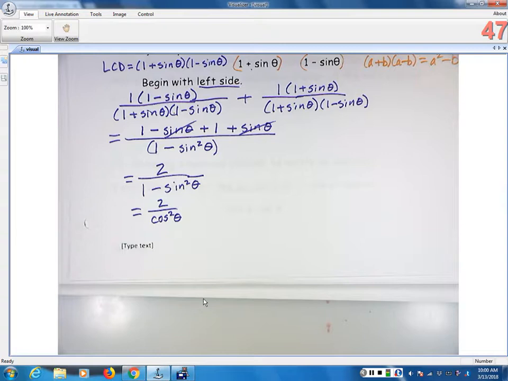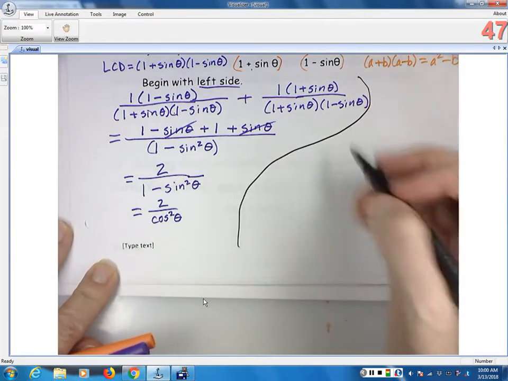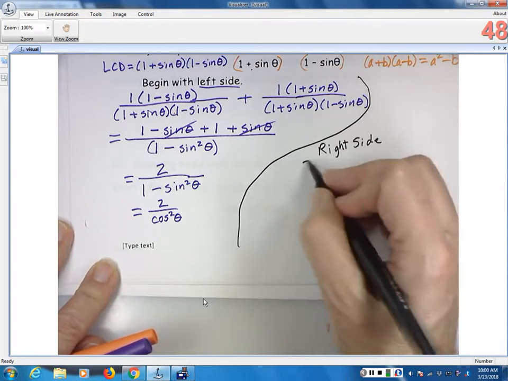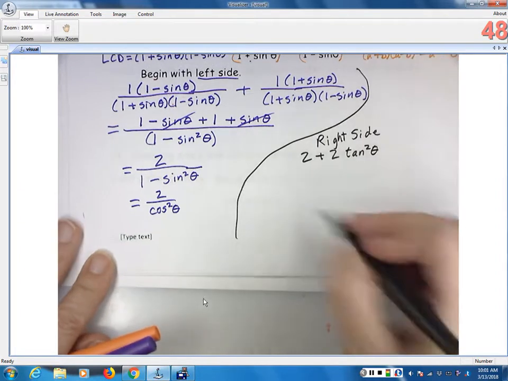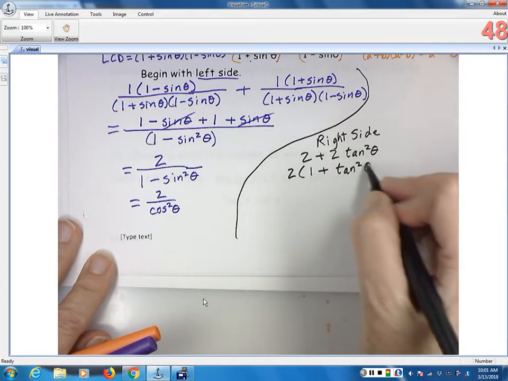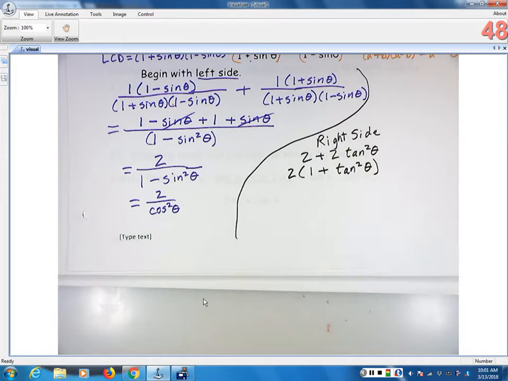All right, now we're going to work with the right side. That's the left side. To give me some room, I'm going to say right side. 2 plus 2 tangent squared theta. So factor a 2 out, 1 plus tangent squared theta. This reminds me of a Pythagorean identity. Or, oh, I could just go ahead and it is just secant squared theta. So if you see that, you can use that one.